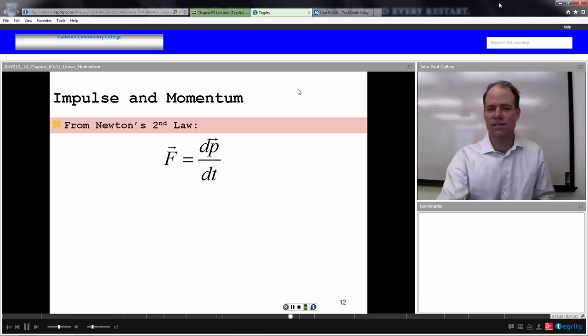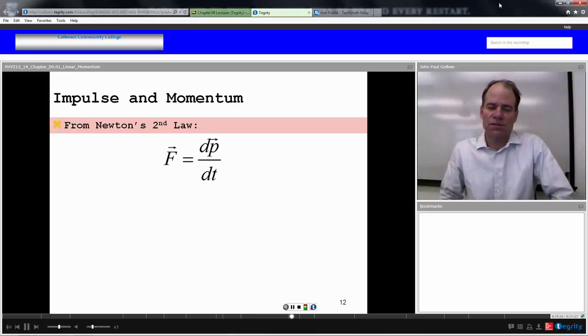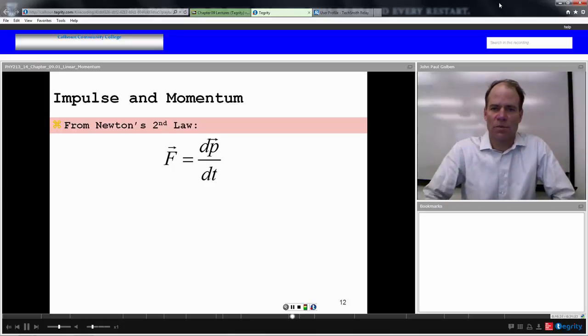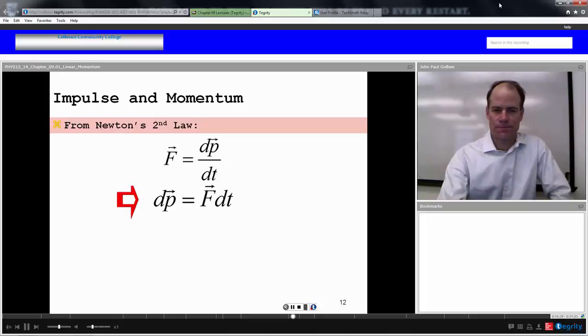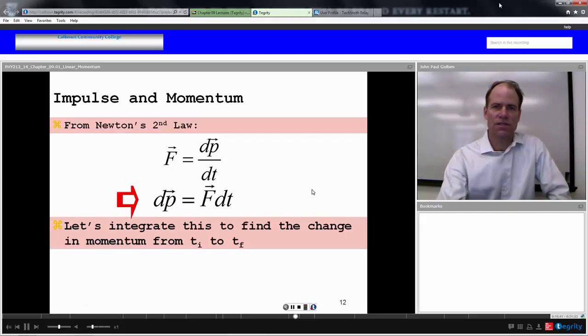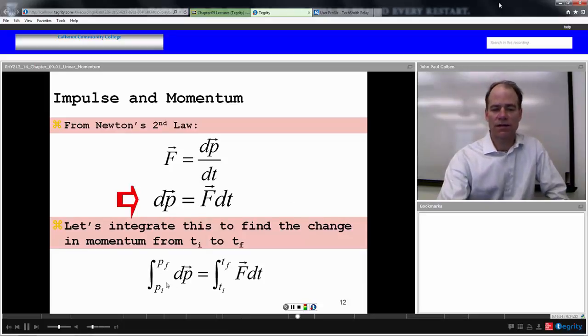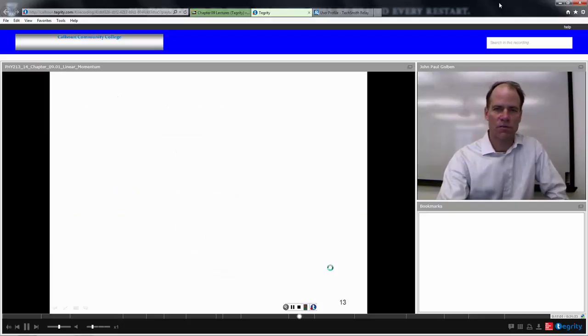From Newton's second law in momentum form, the net force is equal to the derivative of the momentum with respect to time. Rearrange this, our infinitesimal change in momentum is equal to the force times the infinitesimal change in time. If we integrate this from initial time to final time, we would get our change in momentum on one side and the integration as a function of time of our force.